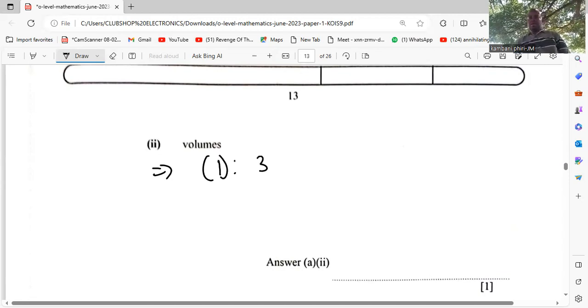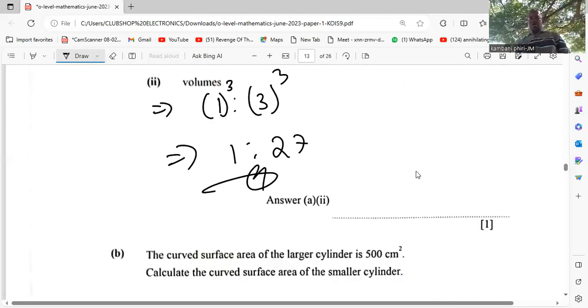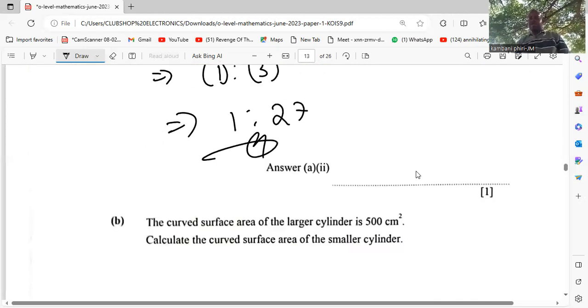Okay. This could be the last question. I have run out of power. That's the end of the section. Okay, so power 3, this will give us 1 to 27. Yeah, that's where I end this presentation.